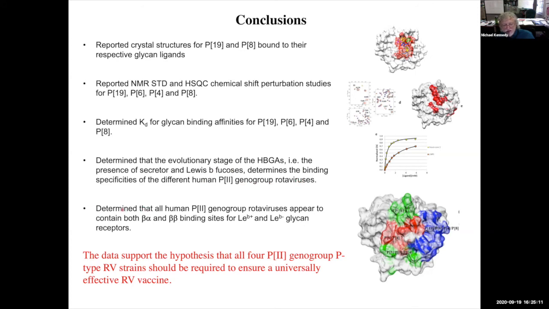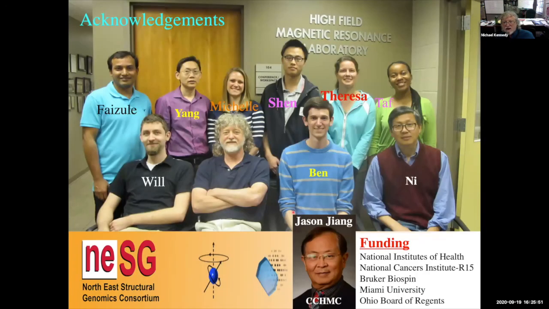We also determined that all the P2 genotype rotaviruses appear to retain both a beta-alpha and beta-beta binding site for recognition of Lewis B positive and Lewis B negative glycans. And so we feel that this data supports our hypothesis that a vaccine that represented all four of the human genotype RV strains would be required to prepare a universally effective RV vaccine. And with that, I will conclude.